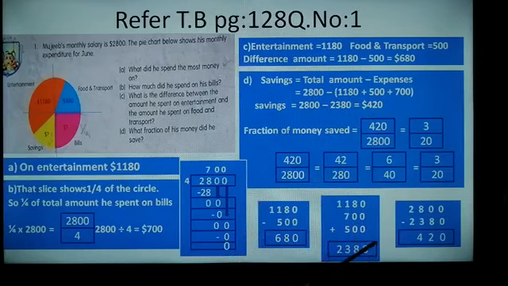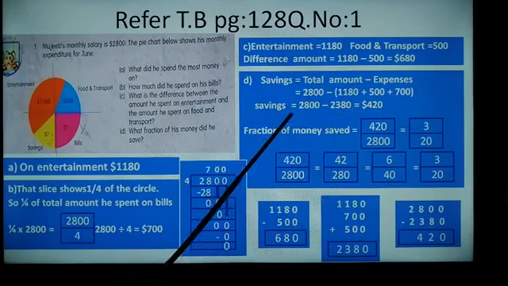0 plus 0 plus 0, 0. 8 plus 0, 8. 1 plus 7, 8. Plus 5, 13. Carry 1. 1 plus 1, 2. So we got the number 2380. These are the expenses.